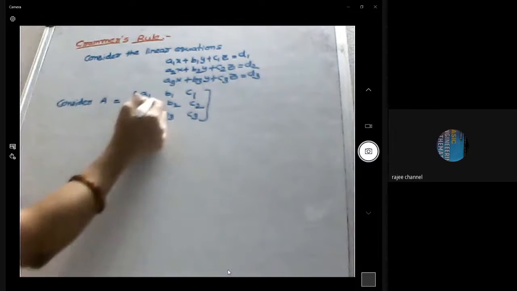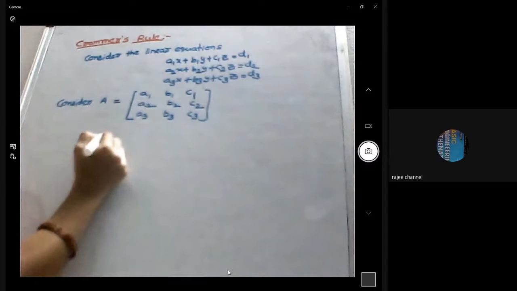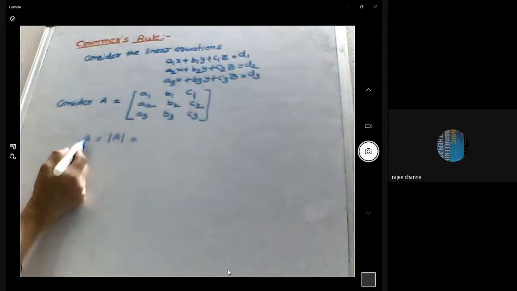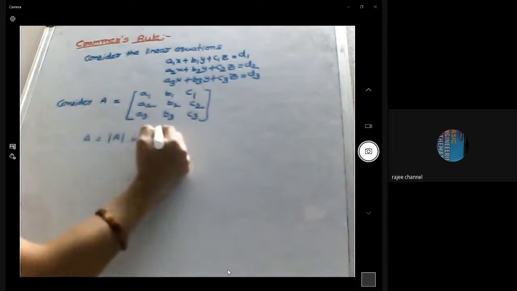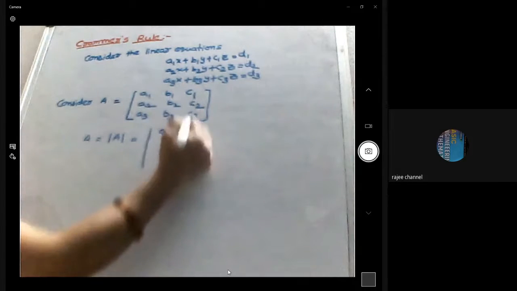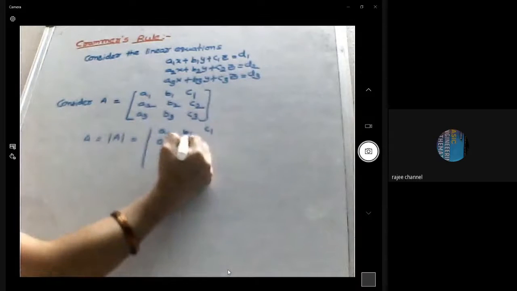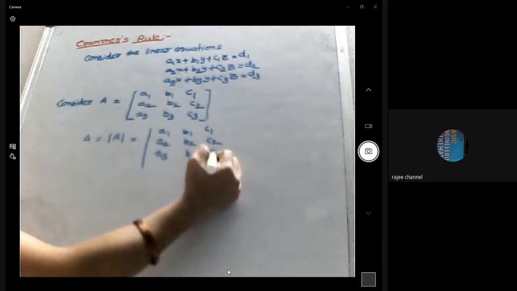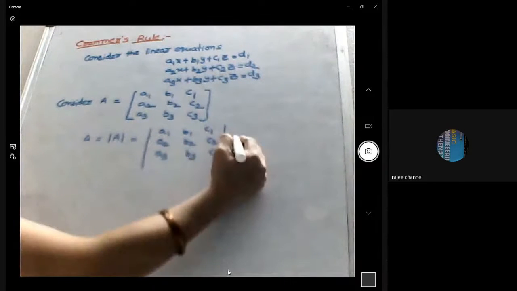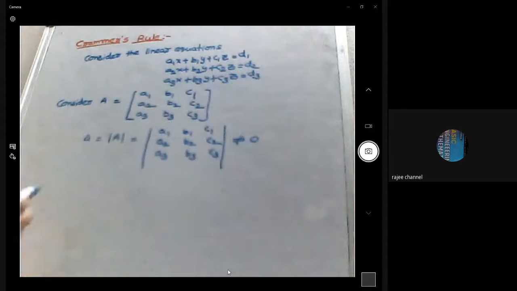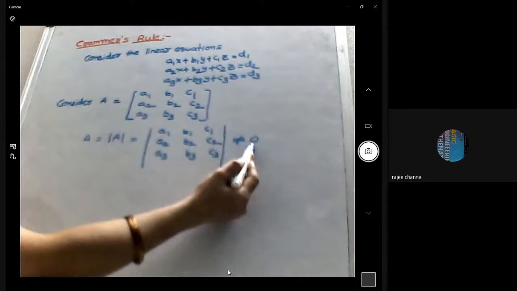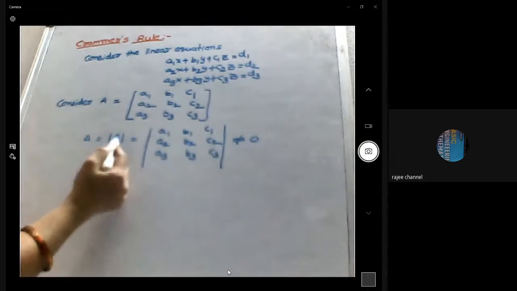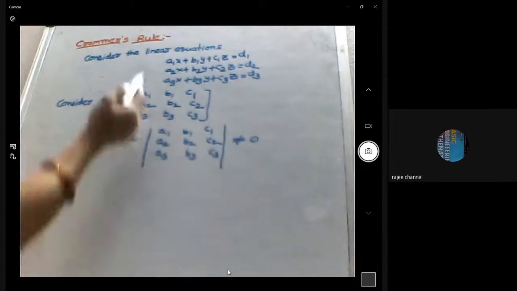Okay. Now we find delta. Delta means determinant A. Determinant A is taken as delta. The delta equals the determinant a1, b1, c1, a2, b2, c2, a3, b3, c3. This determinant is not equal to 0. If determinant A is not equal to 0, then this method is followed. Then we follow Cramer's rule.